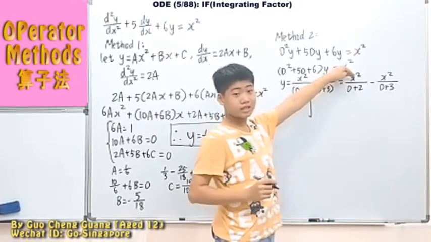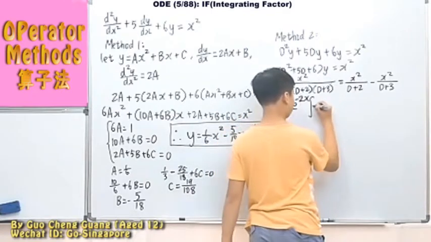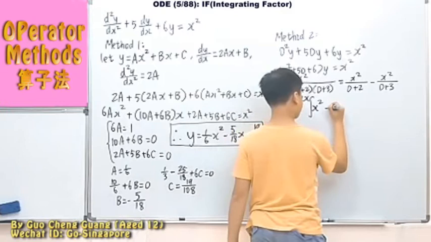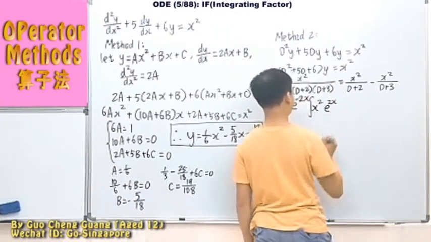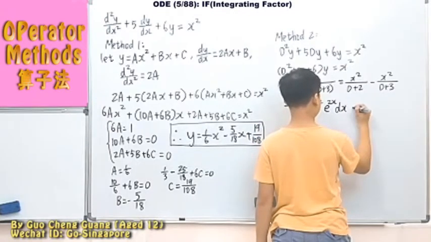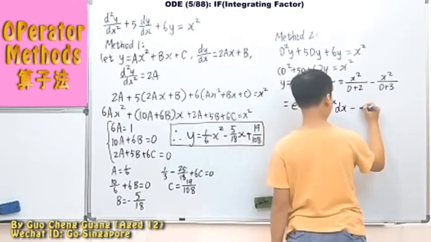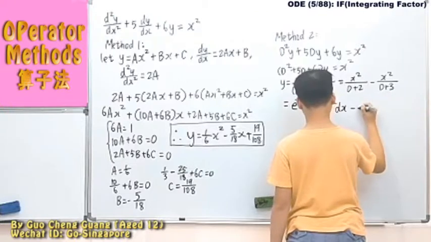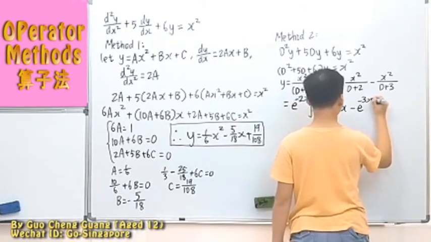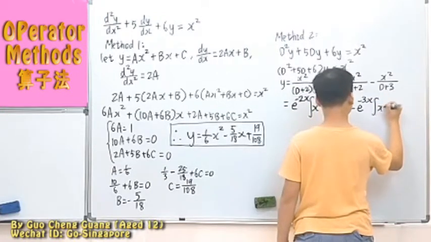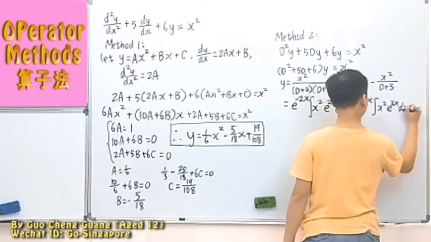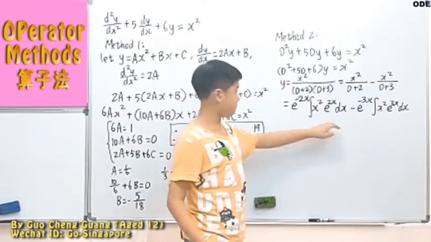So we can write this x squared first. Then after that is the e to the power of 2x. Then after that, dx. That's it, you have the minus. So here's plus 3. So you get e to the power of negative 3x. So this is what you have.